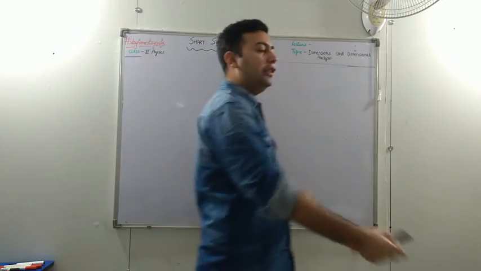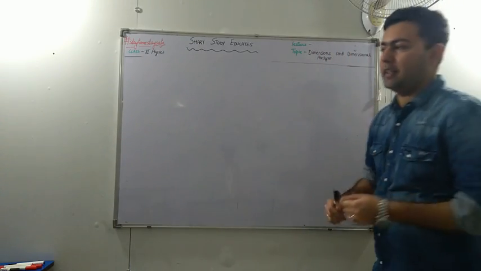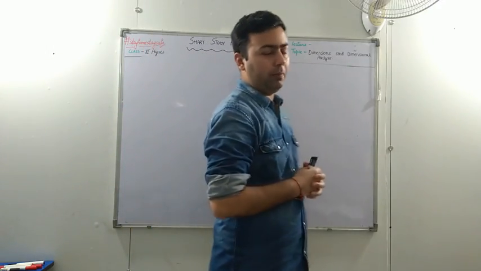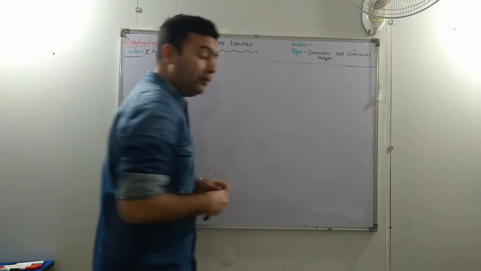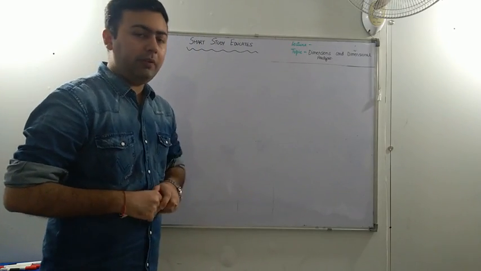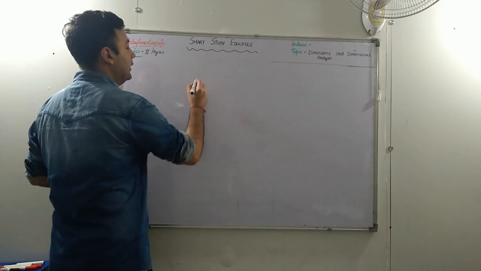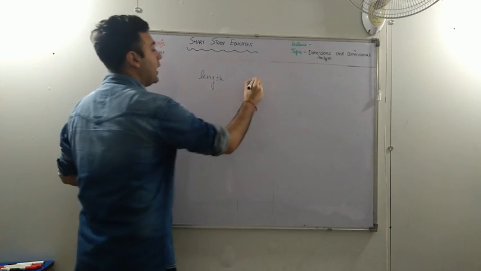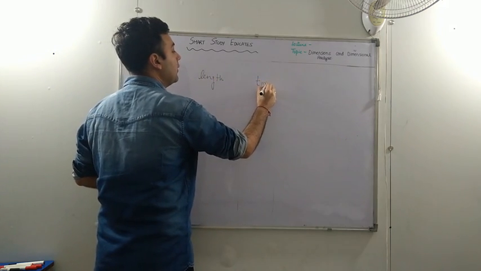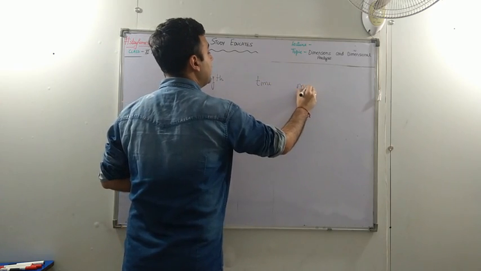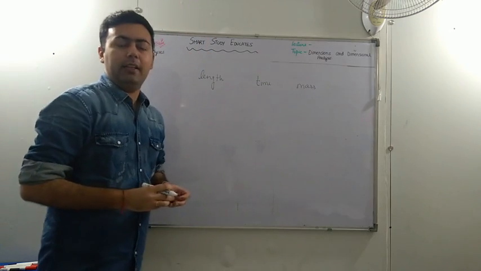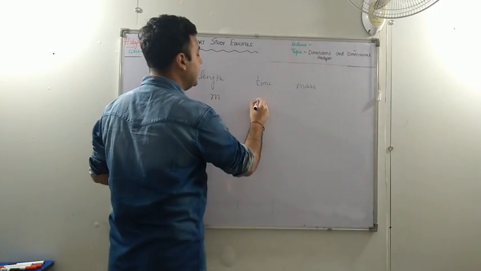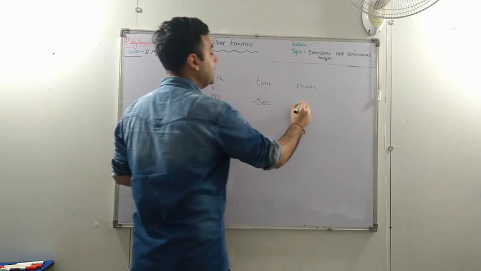आज मैं आपसे डायमेंशंस एंड डायमेंशनल एनालिसिस की बात करने वाला हूँ, बट उससे पहले कुछ जनरल टॉक कर लेते हैं विच विल लीड अस टू आवर टॉपिक। वी हैव थ्री फंडामेंटल यूनिट्स और थ्री फंडामेंटल क्वांटिटीज। पहली है लेंथ, टाइम, मास। लेंथ के लिए हम यूनिट यूज करते हैं मीटर्स, टाइम के लिए सेकेंड्स, मास इज इन kilograms.